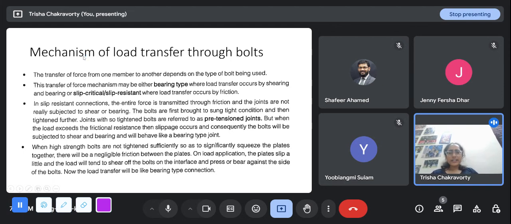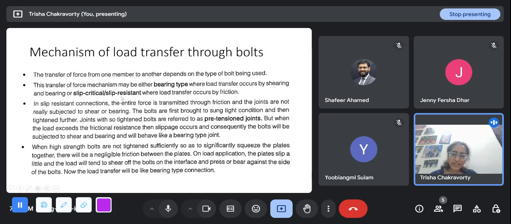And the bearing type, in the bearing type bolt, the load transfer occurs by shearing and bearing. So this is what we study when we move on to the problems, you'll understand the shearing and bearing concept. Here it is the bolt.